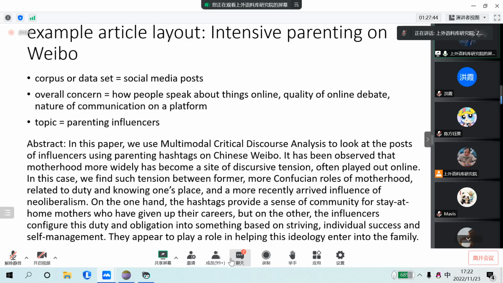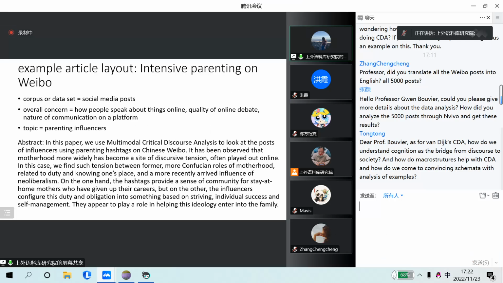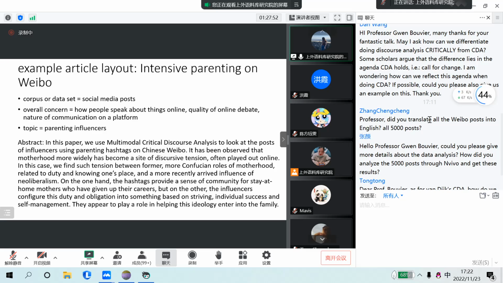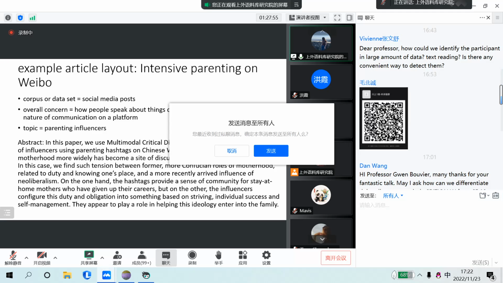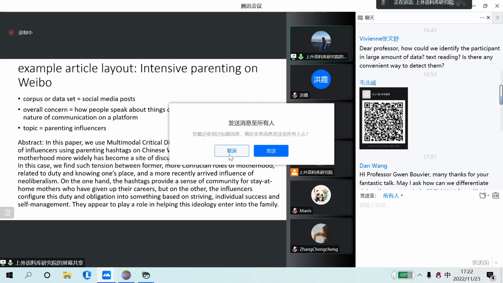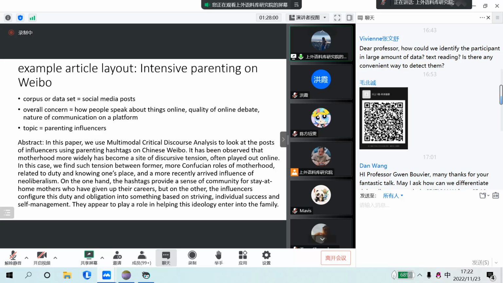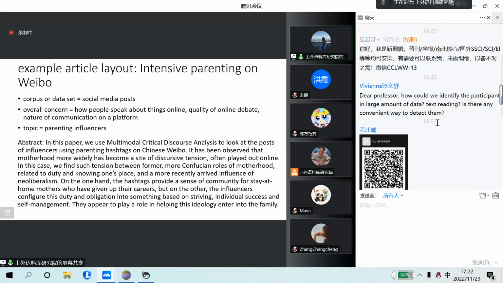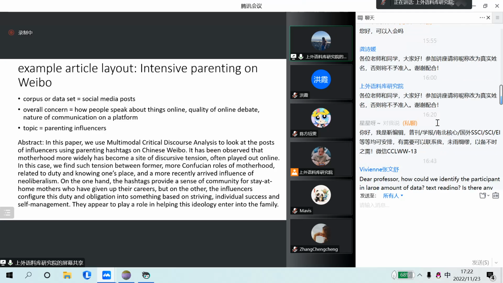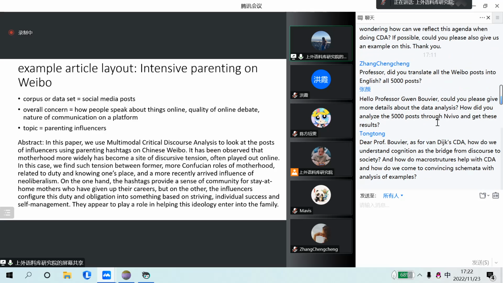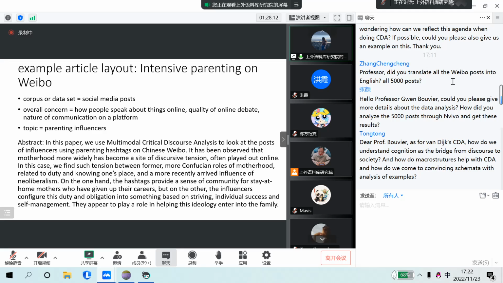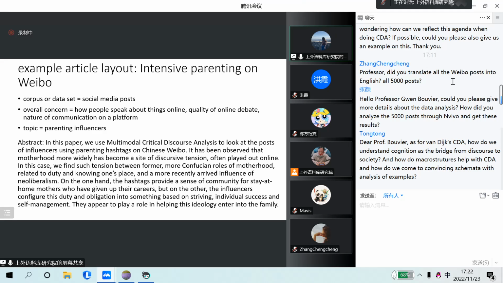All right. So this is an example of an article layout, and it's about intensive parenting on Weibo. It's brief. So the data set here was, of course, social media posts. The overall concern, again, I didn't start from the data. I went to the data afterwards. I started from a concern with how people speak about things online, and especially health communication. Now, if you don't feel well or someone has a rash or something, what are you going to do? You go online, right? You try and figure it out. I used to ask my mom, and I always thought my mom knew everything. I was so wrong. But anyway, now we ask the internet.